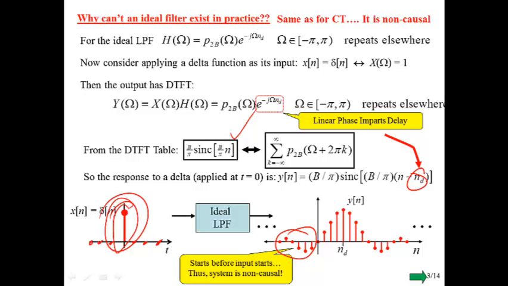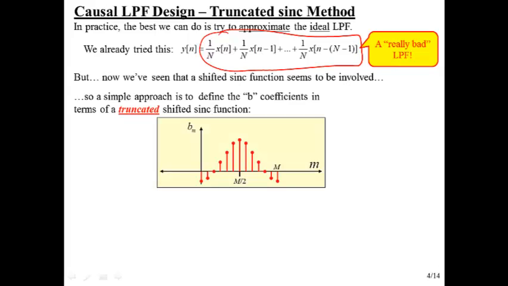So we can't have an ideal filter, and so the question is, how close can we get to an ideal low-pass filter? We've already tried looking at filters like this. This was an N-point moving average, and we saw that that was a really bad filter. We just take N sequential input samples, add them together and divide by N, move forward one sample to the next set of N points, and do the same thing over and over and over. So we need something different.